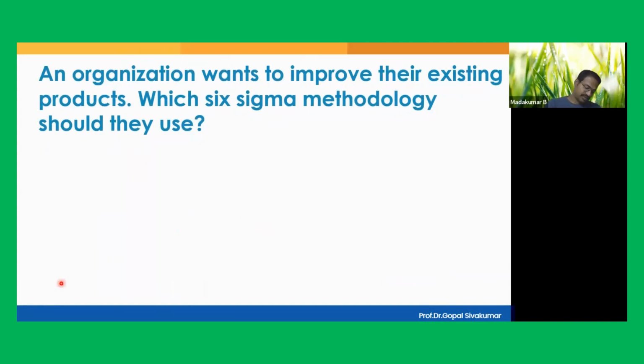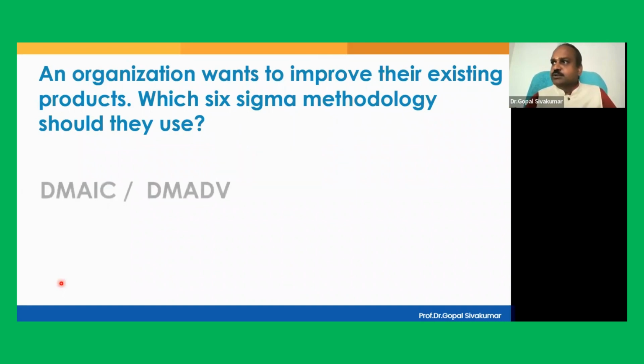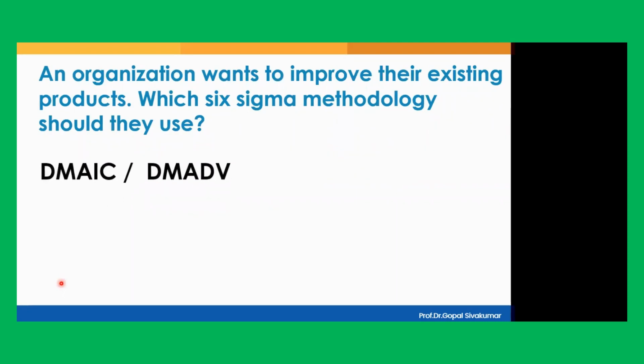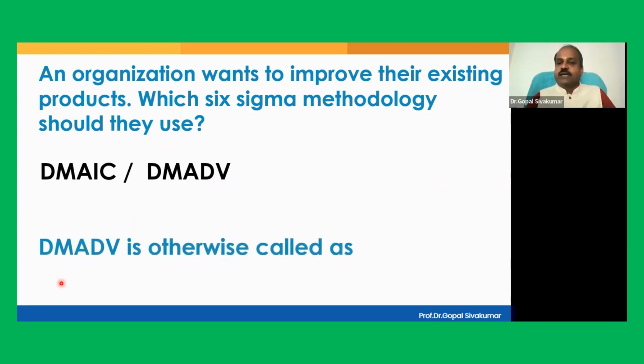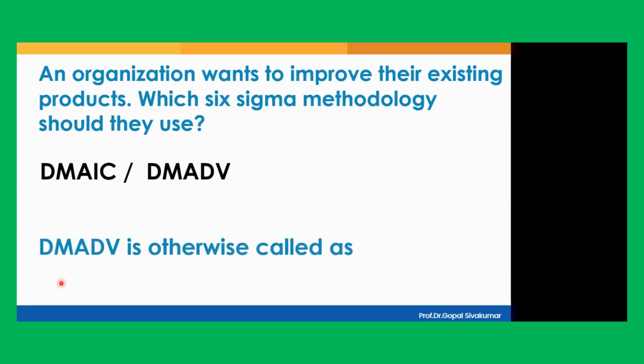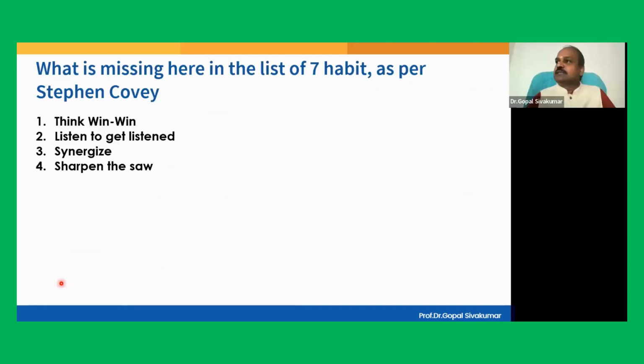An organization wants to improve their existing products. Which methodology should they use? DMAIC. What is the other name for DMAIC? Design and verify, the last 2 words. DFSS, Design for Six Sigma. DMAIC is otherwise called Design for Six Sigma.